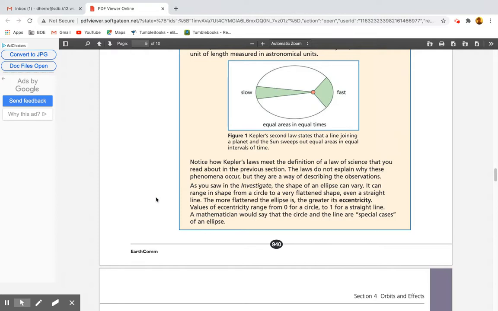As you saw in the investigate, the shape of an ellipse can vary. It can range in shape from a circle to a very flattened shape, even a straight line. The more flattened the ellipse is, the greater its eccentricity. Values of eccentricity range from 0 for a circle to 1 for a straight line. A mathematician would say that the circle and the line are special cases of an ellipse. So ellipses would be numbers between 0 and 1, where 0 is a perfect circle and 1 is a perfectly straight line.